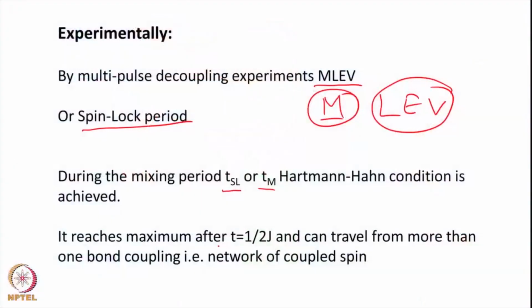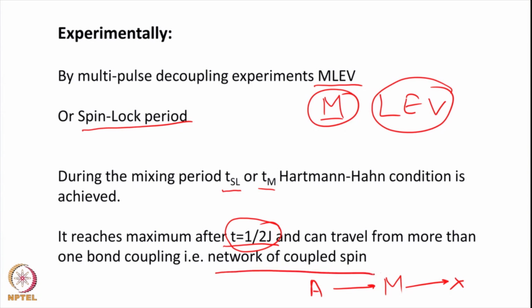Essentially what we are doing is starting with Z magnetization, bringing it into the xy plane and locking it there. This locking has a time dependence, so the transfer reaches a maximum when the spin lock period is more or less equal to 1 by 2J. If we achieve this, the magnetization can travel across more than one spin. Like if you take an AMX system, it can transfer from A to M and then to X. So that means multiple spins can be coupled, and transfer in a network of coupled spins can be achieved.